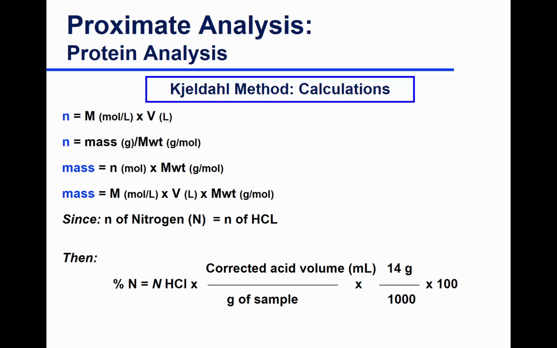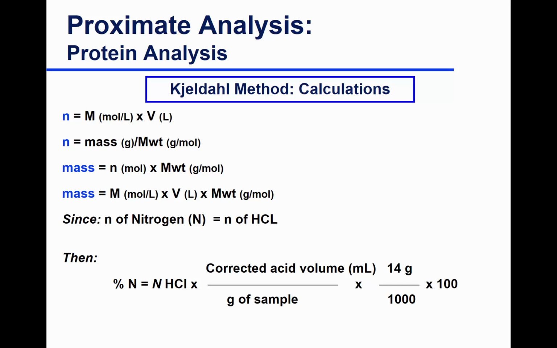Okay, now I want percentage. So percentage equals normality times volume of HCl times molecular weight over the weight of the sample times 100, and that is your equation.